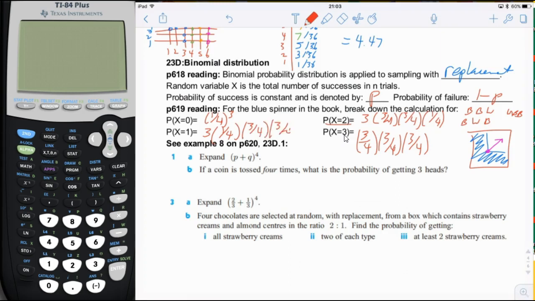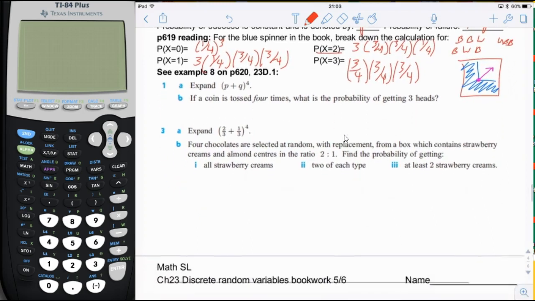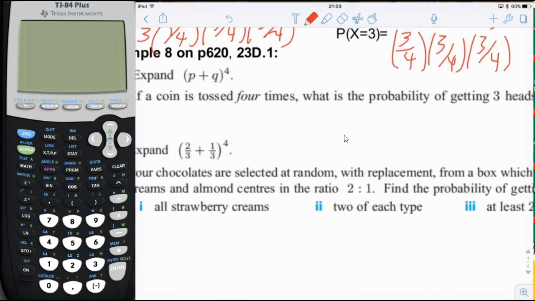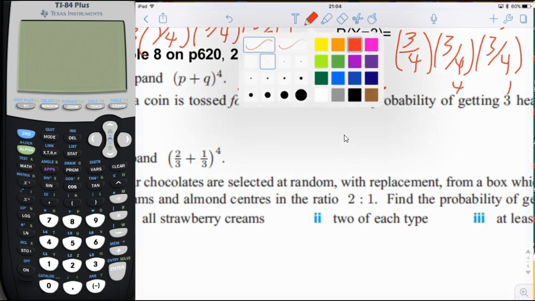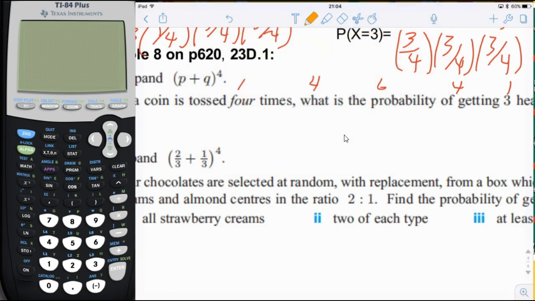Okay, since there's 3 ways of getting that result, you need to multiply by 3. And if you multiply all these out, you will find that they add up to 1 magically. All right, maybe not so magically. Number 1, expand p plus q to the 4th, and you're like, oh my gosh, not this again. Yes, this again. Hopefully all that experience you've had between last year and this year has made it so that this really means something to you.